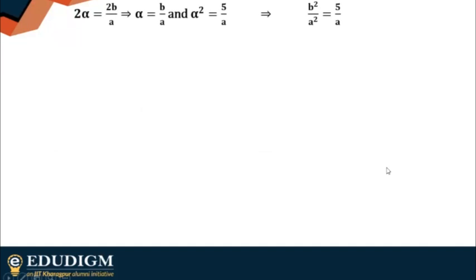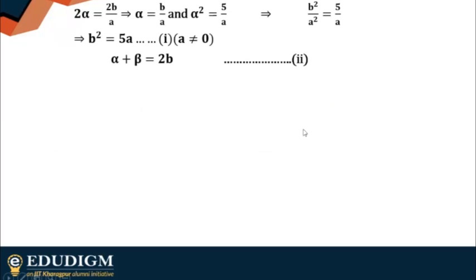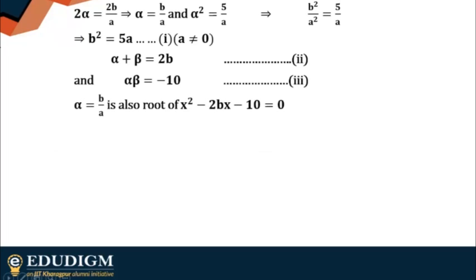So this is the first thing we have. Alpha is a repeated root, as you can clearly see. 2 alpha will be 2b by a, and also alpha square will be 5 by a. From there, you will actually get a relation between a and b. And from the second equation, you have the sum of roots as well as the product of roots. Now what you need is alpha square plus beta square. Because at the end of the day you are going to use this b and a, I think that is very important.